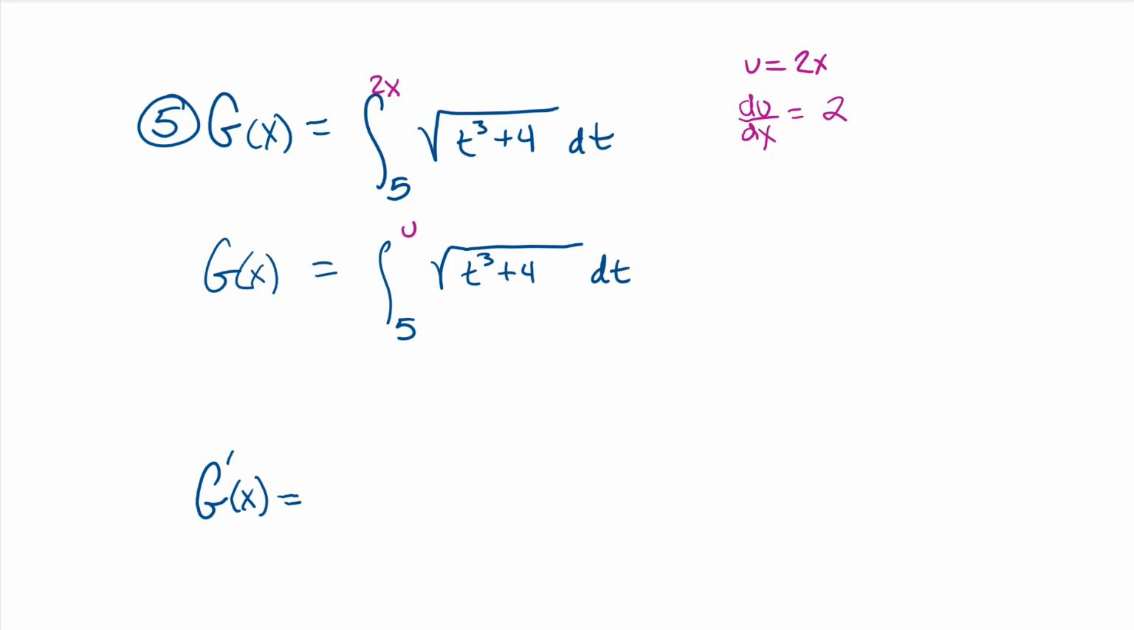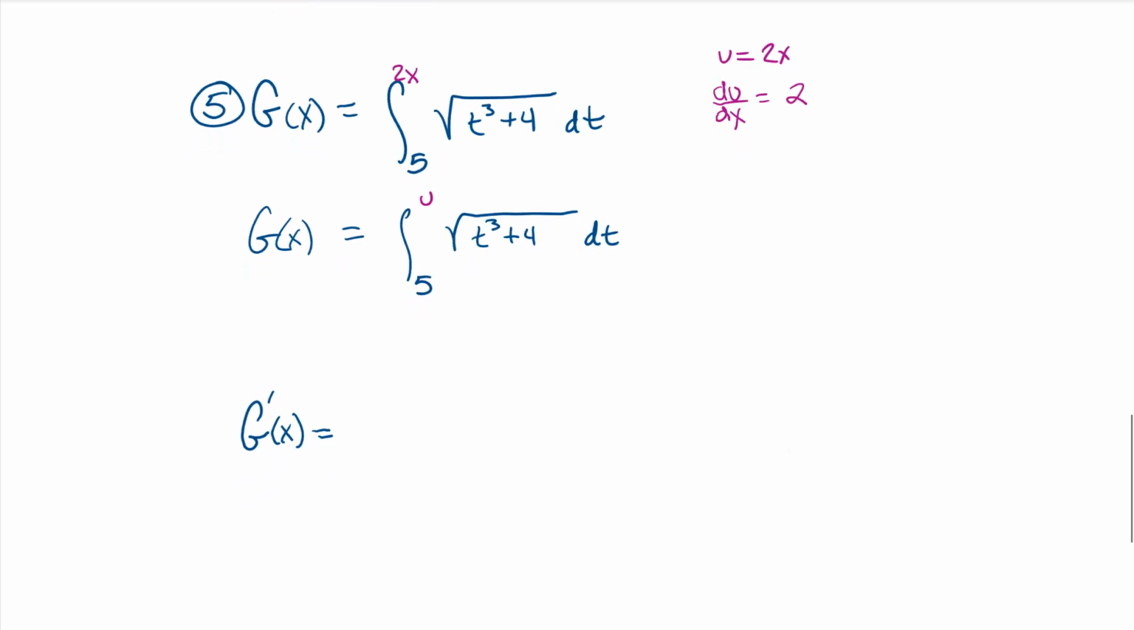But g prime of x is trapped inside, or x is trapped inside of another function. X is trapped inside of our function with a u in it. So when we go through, and I'm like, oh my gosh, I have to write that u back in there. T cubed plus 4. Well, we're okay right now, but I don't see where the x's are. There's only u's. U is a function of x, so what we actually have to do is go through and take a derivative on u.